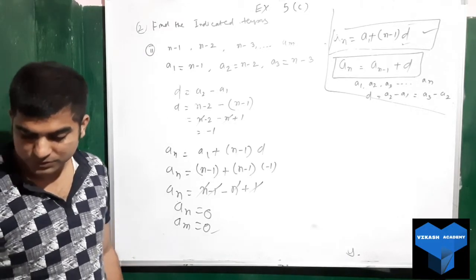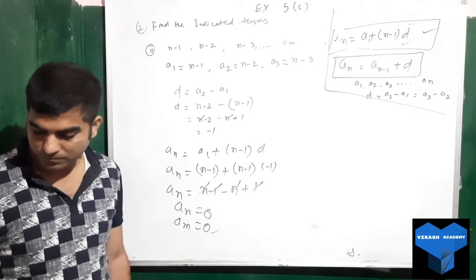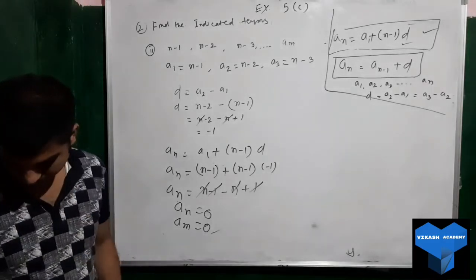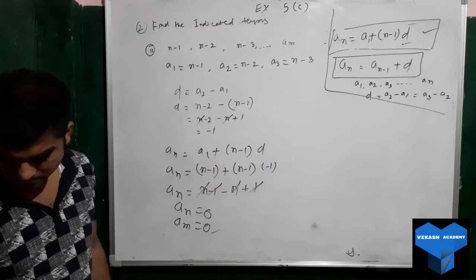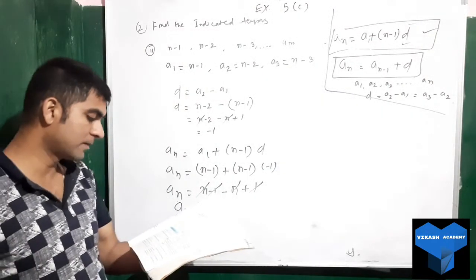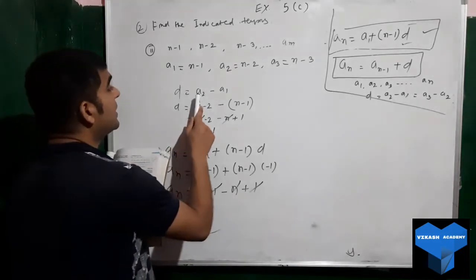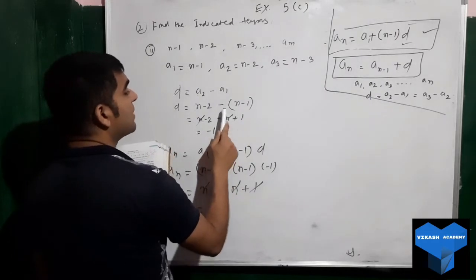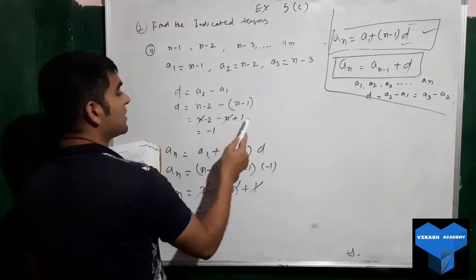In this case, question number 2, subdivision 2. Let us see the question. n minus 2, n minus 3, then we have to find D, A2 minus A1: n minus 2 minus n minus 1, so plus 1. Now this will be cancelled, so minus 2 plus 1 will be minus 1.